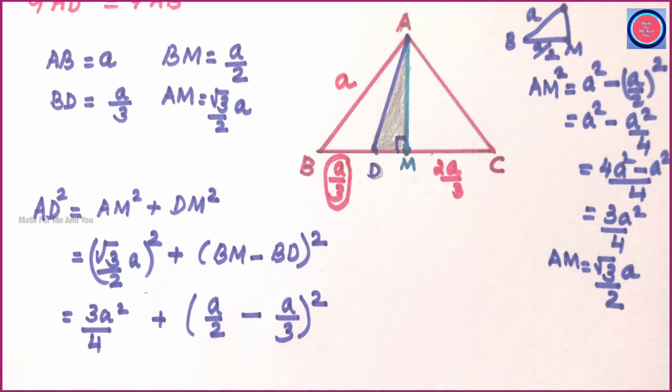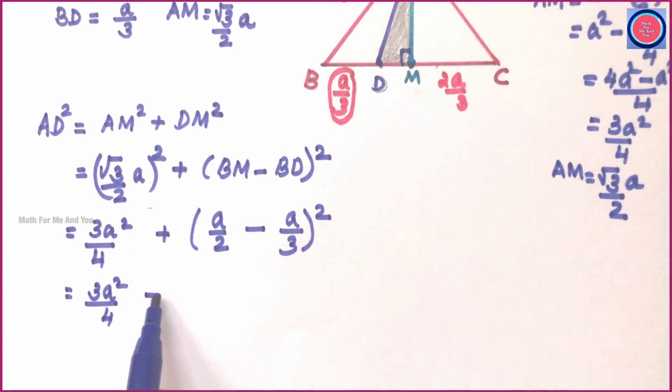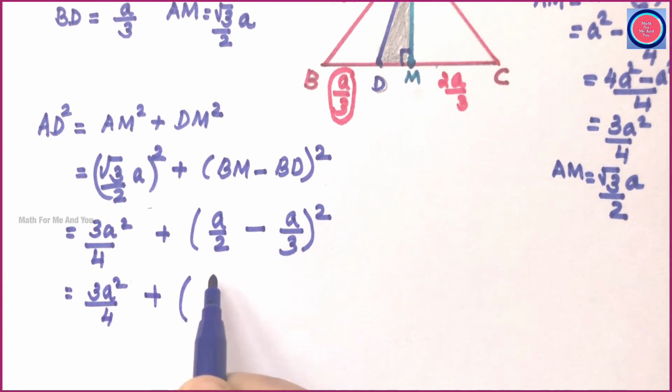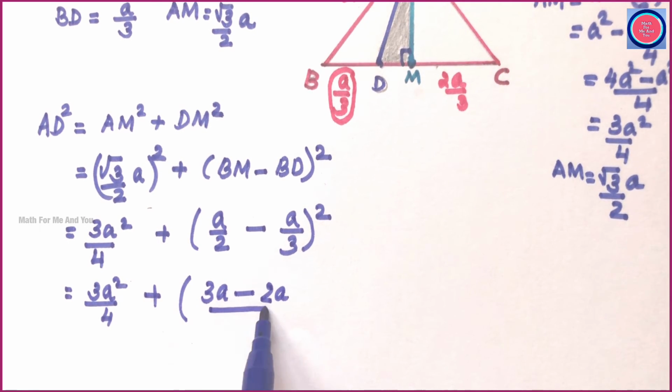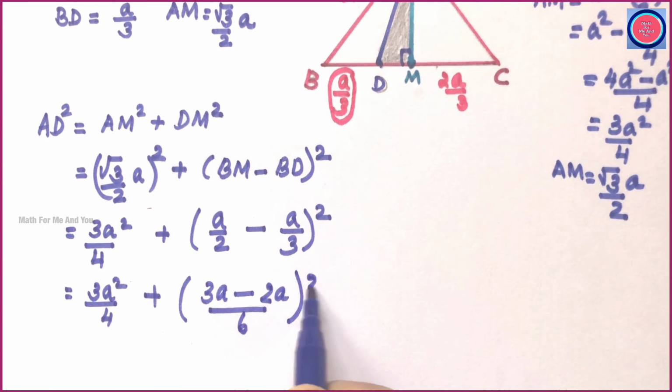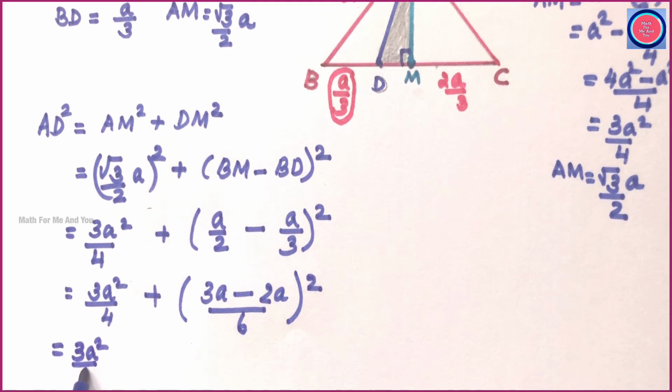First term we could write same as it is, 3A square over 4, plus let's simplify the bracket. We can cross multiply with 3 and 2. Then we get 3A minus 2A over, what is the denominator? 3 times 2, 6. The whole square. 3A square over 4 plus inside the bracket 3A minus 2A. Numerator is A. A square we get because of power 2. Then denominator 36 because 6 square is 36.